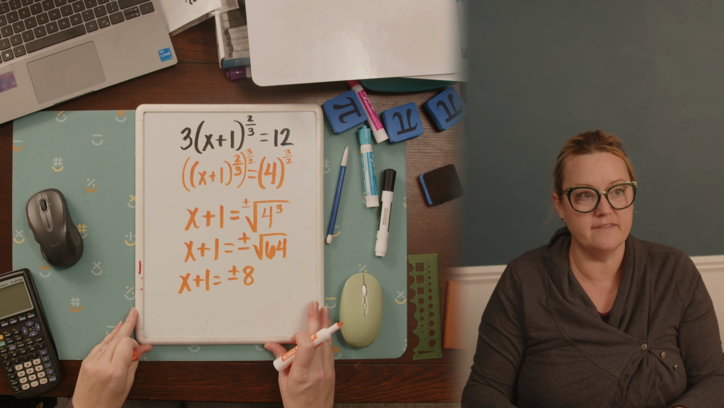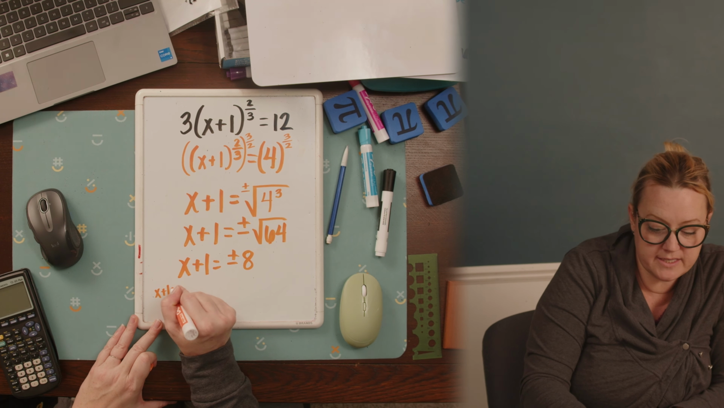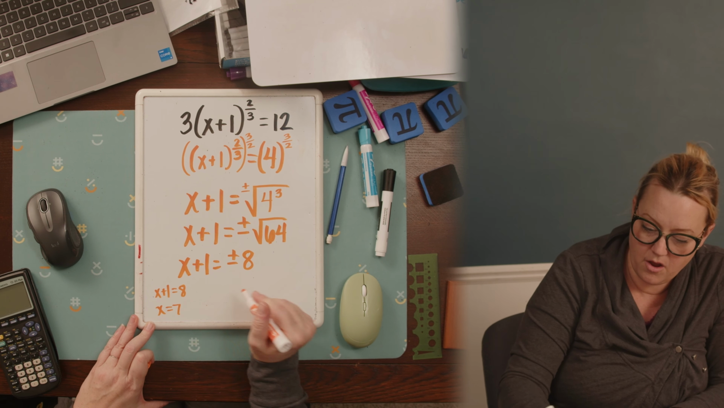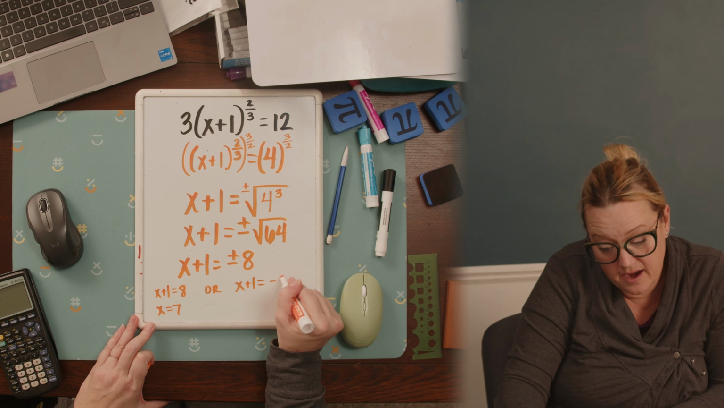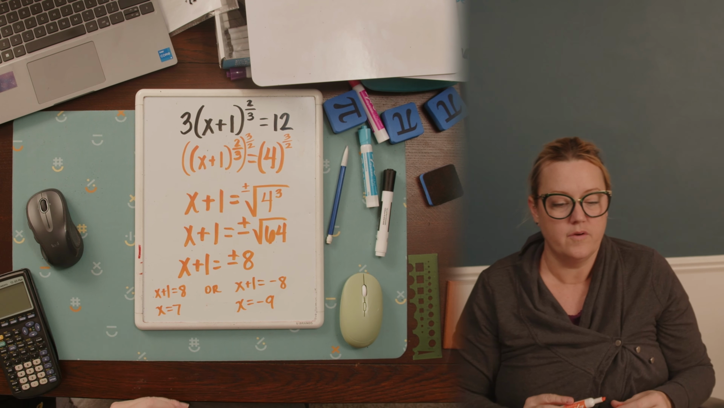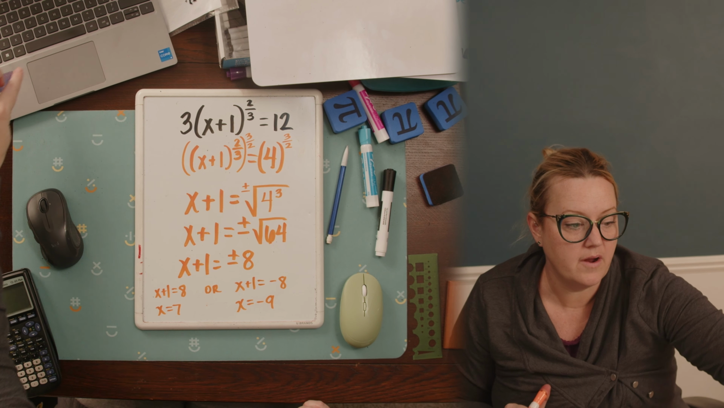So this is where we kind of split our values, right? Either x plus 1 does actually equal 8, which means that x equals 7, or x plus 1 equals negative 8, and x equals negative 9. Right? So we're going to check these by plugging these back in.